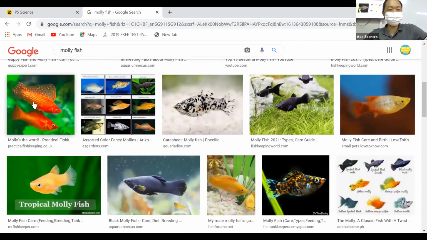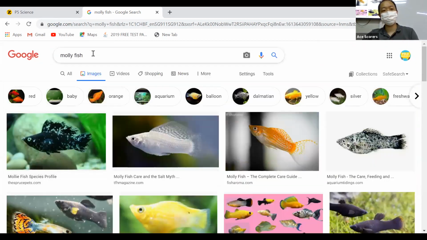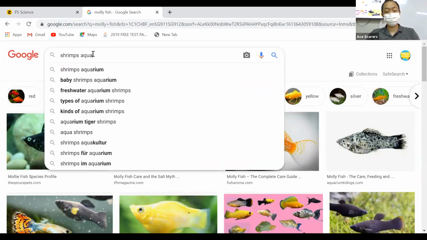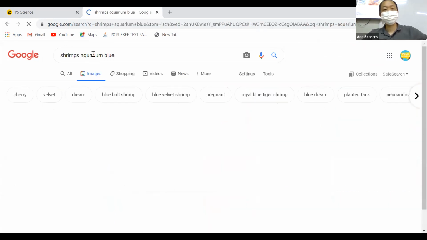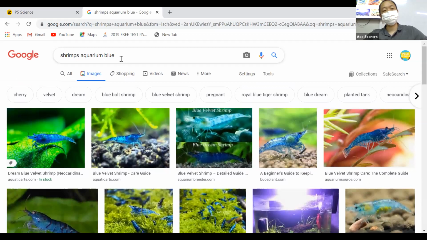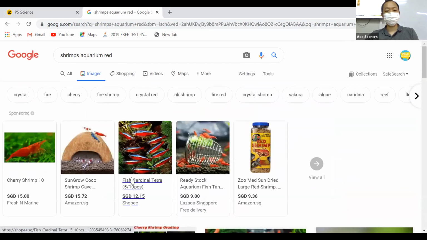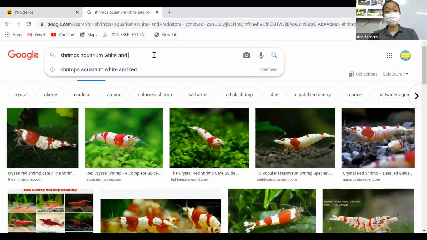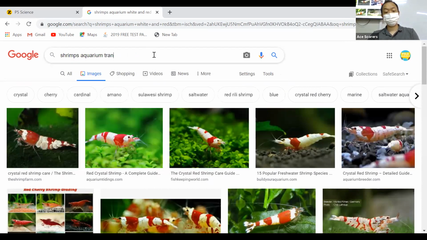Okay, so this is what I have here, only 6 of them. Apart from that, I have shrimps, water snail. Shrimps for the aquarium. There's a blue one, it's hiding. Then we have red, and then the white and red, and then there's a transparent one. I saw the transparent one.